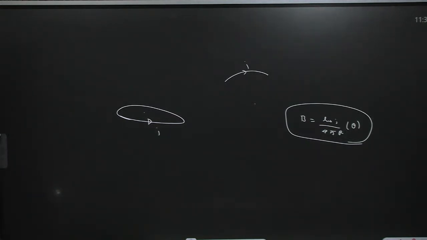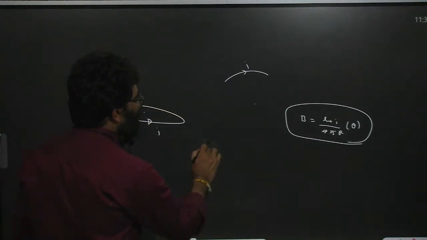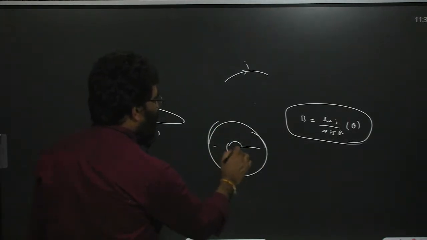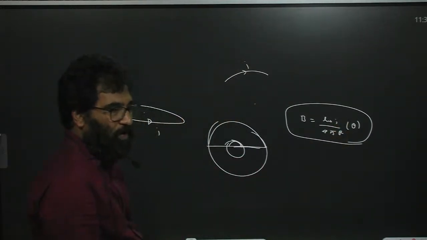If a semicircular wire is given, what is the magnetic field? For a semicircular wire, what is theta? Pi. For a closed wire it is 2 pi, but for a semicircular wire it is pi. Substitute pi here: mu naught I by 4R.